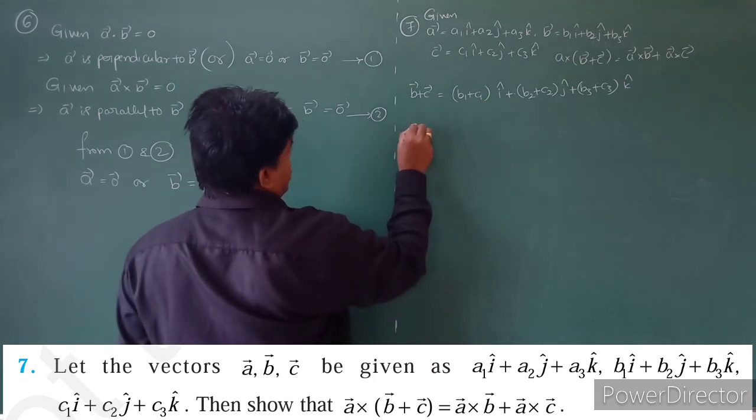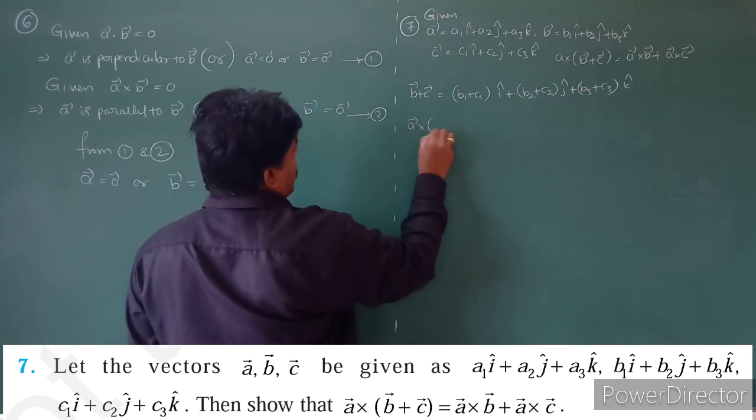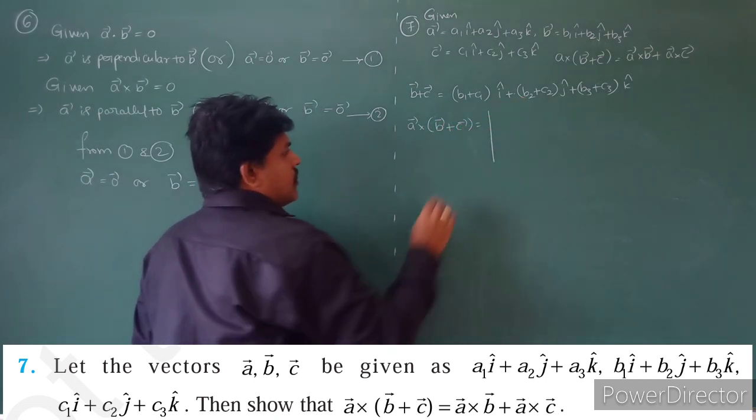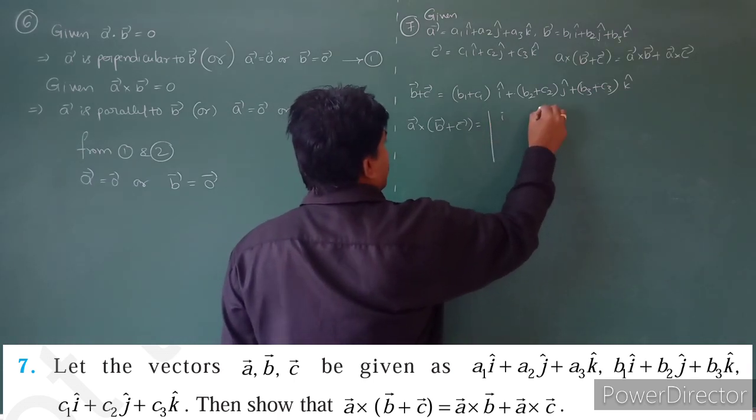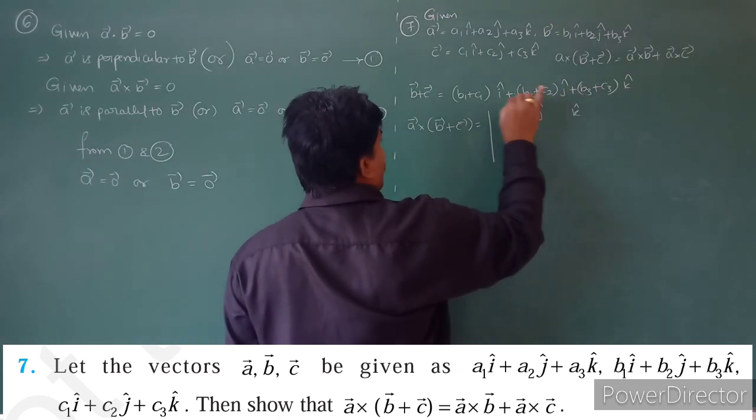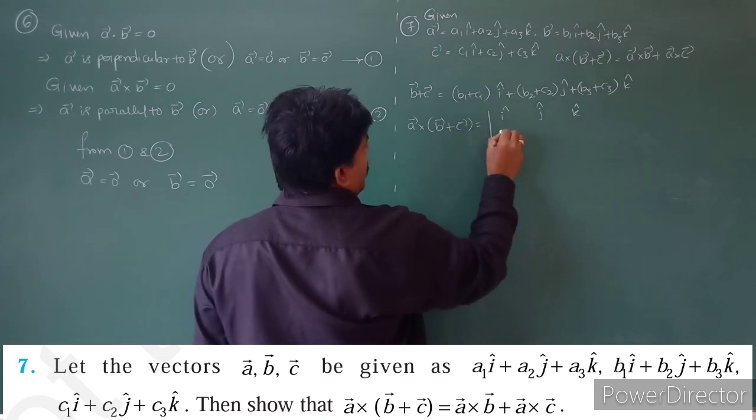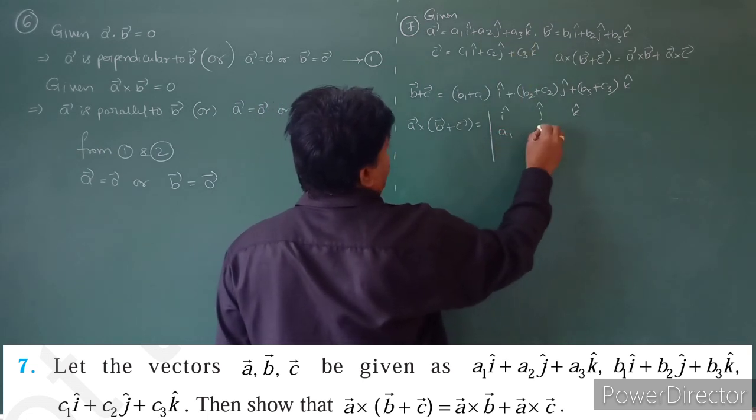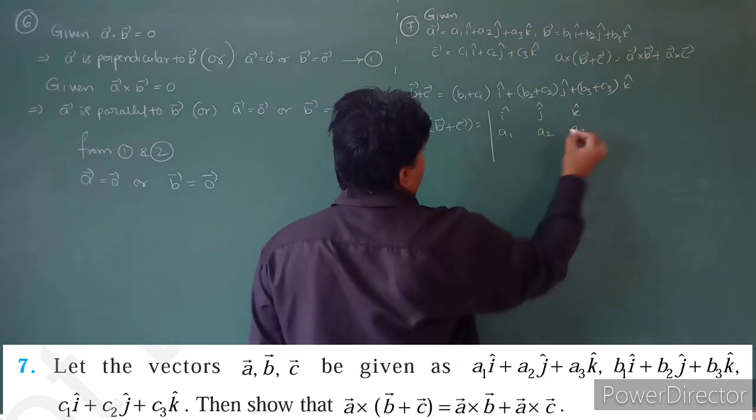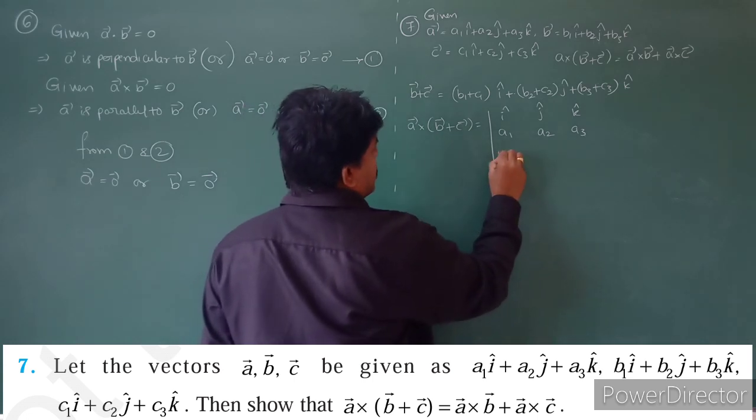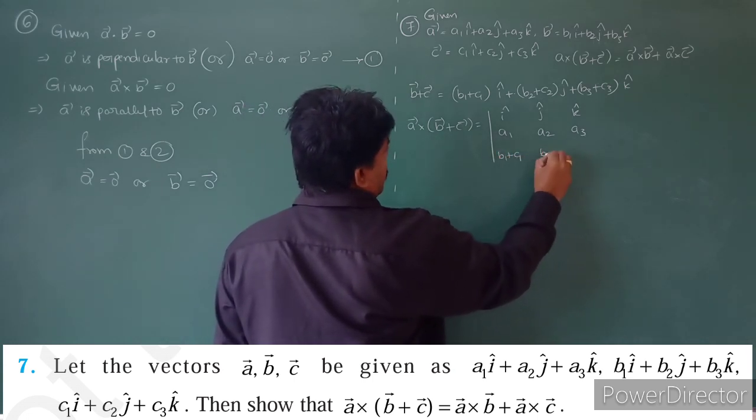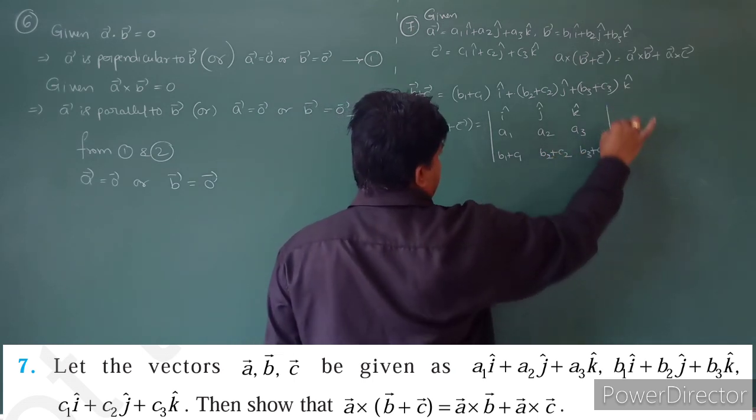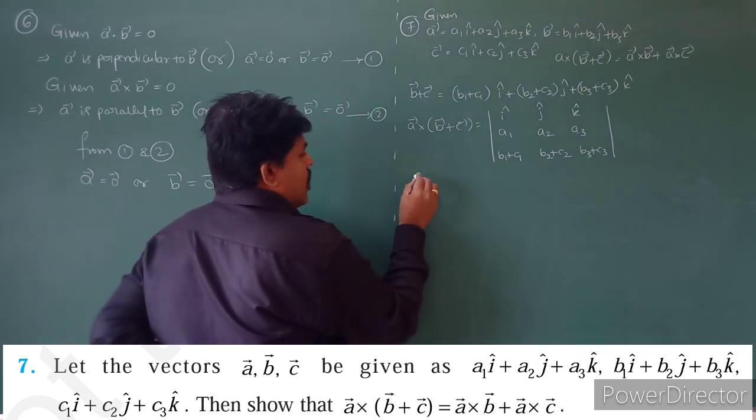What is the LHS? That is A cross B bar plus C bar, which is the determinant of I, J and K. First you have to take the components of A. The components of A here are A1, A2, A3. The components of B plus C are B1 plus C1, B2 plus C2, and B3 plus C3. Just expand the determinant.